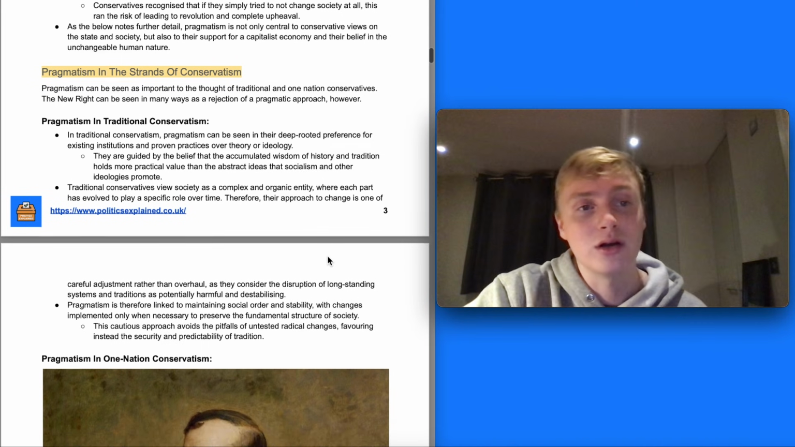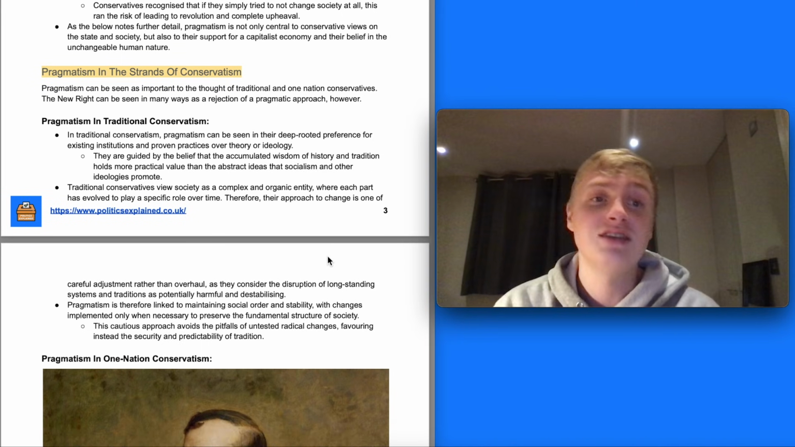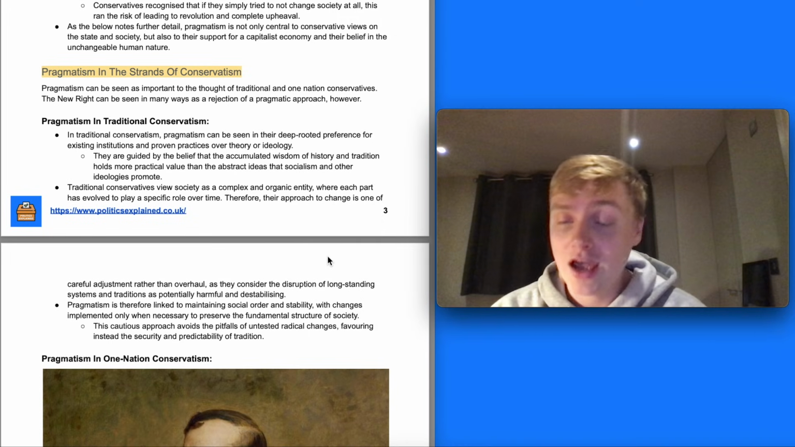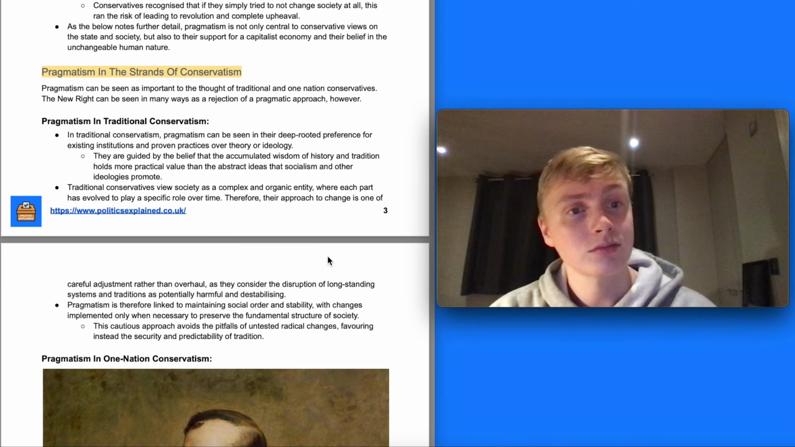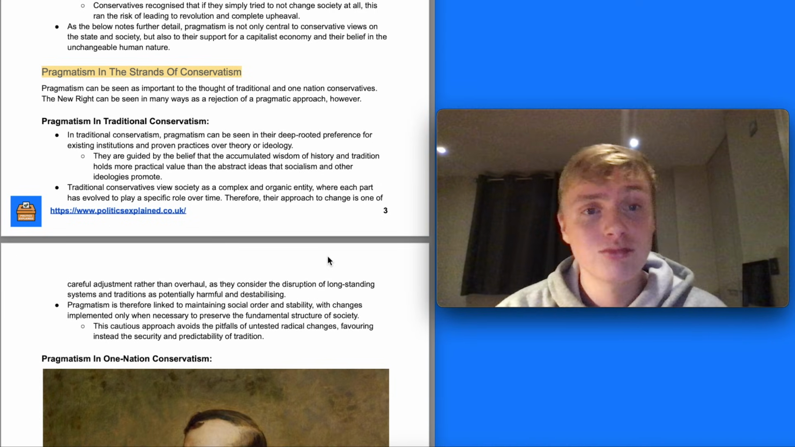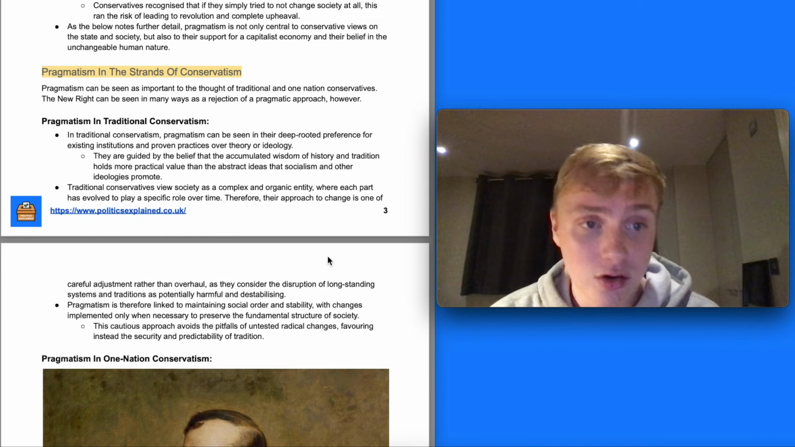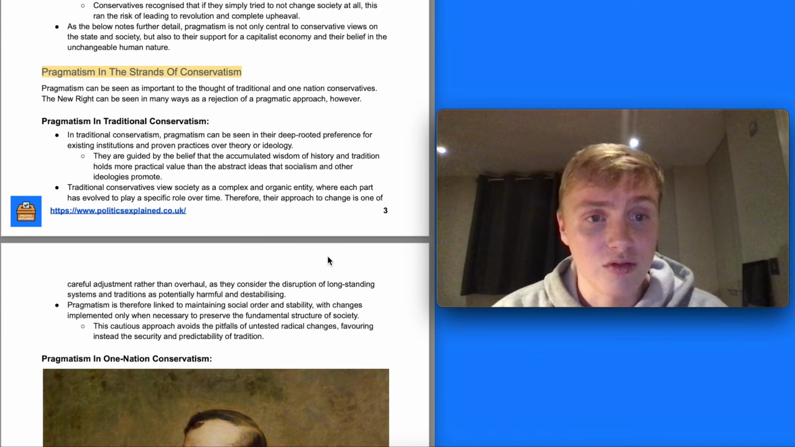So now we're going to have a quick look at pragmatism in the strands of conservatism. And the key point is that it can be seen as important to the thought of traditional one-nation conservatives, but the new right in many ways can be seen as a rejection of a pragmatic approach. So, in traditional conservatism, pragmatism can be seen in their deep-rooted preference for existing institutions, proven practices, and practice over theory and ideology, and they're guided by this belief in tradition and the accumulated wisdom of the past.